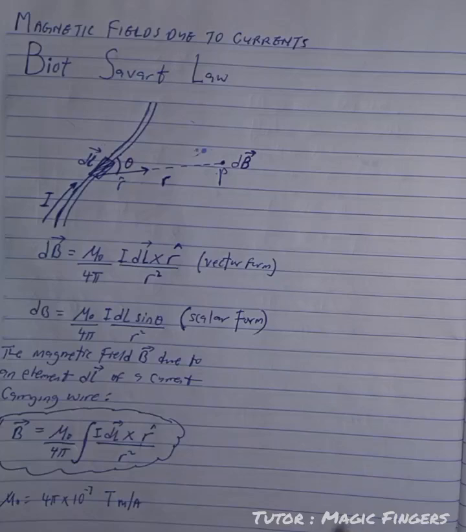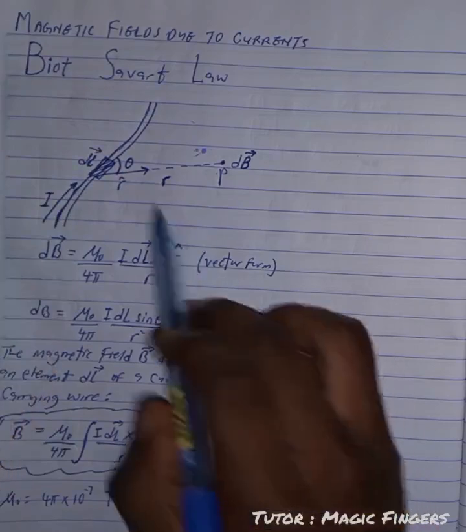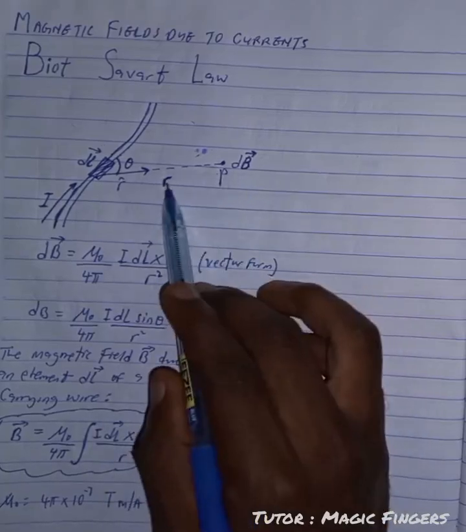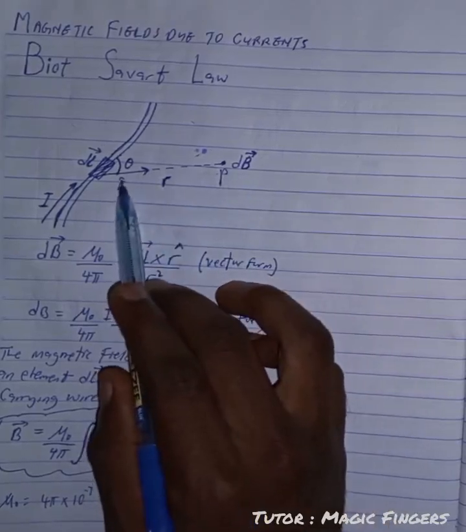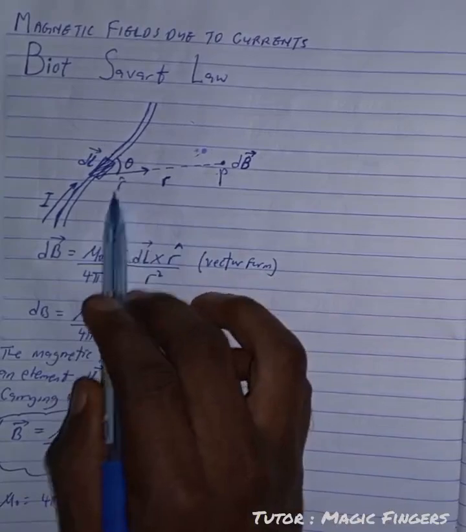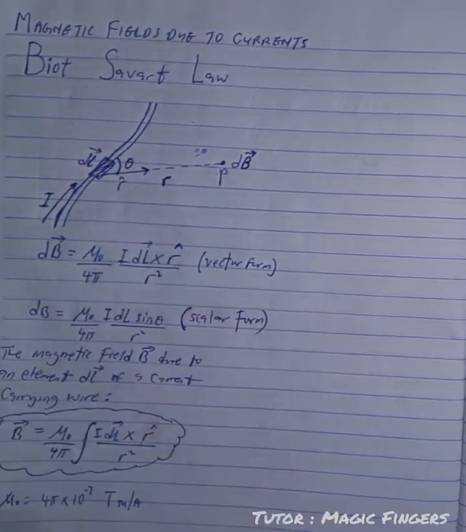Now, consider a tiny portion of this wire. We call that portion dl. Now, the distance from this point to this point is r, and this is the position vector r. This is the unit vector r. This one tells us the direction of r.